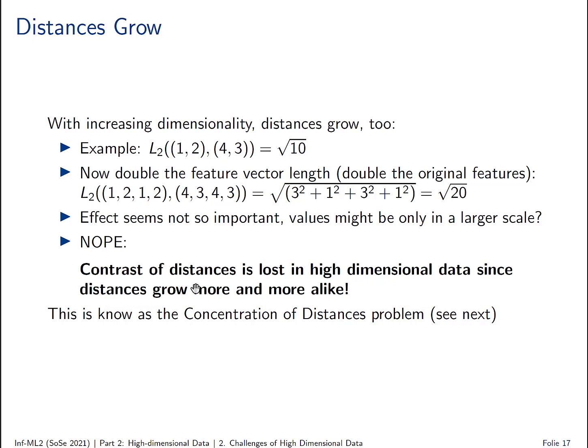And that is known as the so-called concentration of distances problem, which we will talk about next on the next slide. But that's the main point: with increasing values, so if all the values get larger, the absolute contrast between the distances is typically lost, because everything grows more or less in the same way.